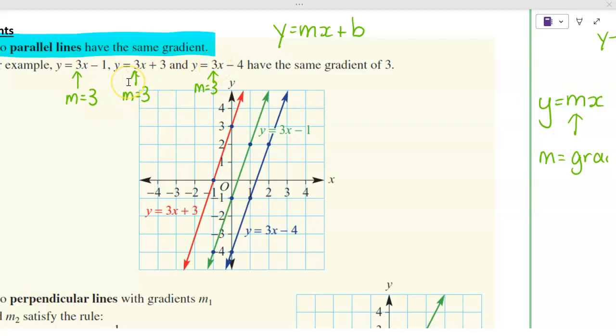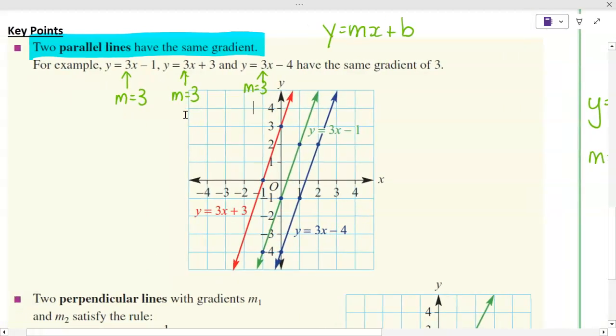Now what you'll also note, just as another bit of revision, is our first one, 3x minus 1, which is our green line, cuts the y-axis at minus 1. So that minus 1 matches the minus 1 in the equation. The 3x plus 3, although it has a gradient of 3, should cut at 3, and that's our red line. And our 3x minus 4, which also has a gradient of 3, is our blue line, and it cuts at minus 4. But basically today we want to have a look at just the gradient.